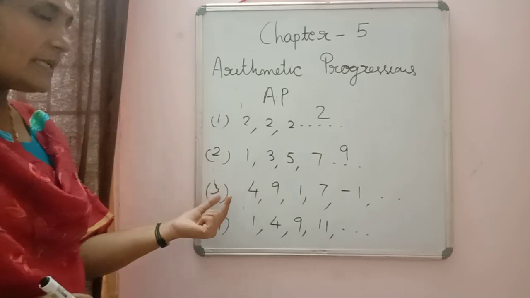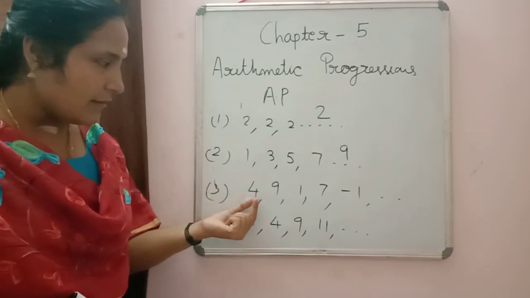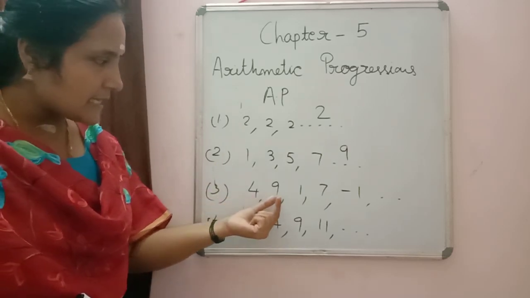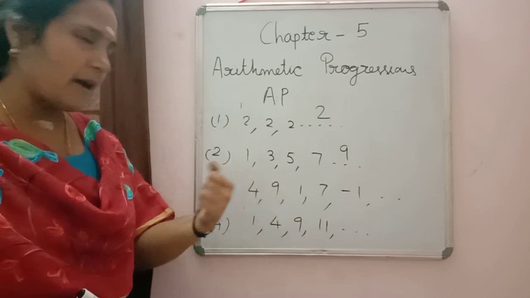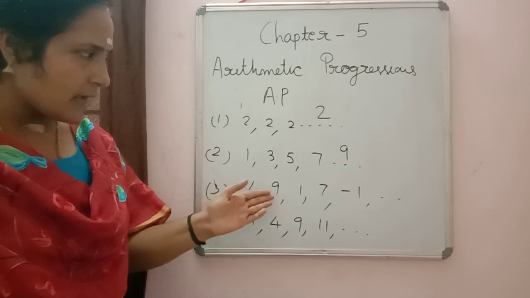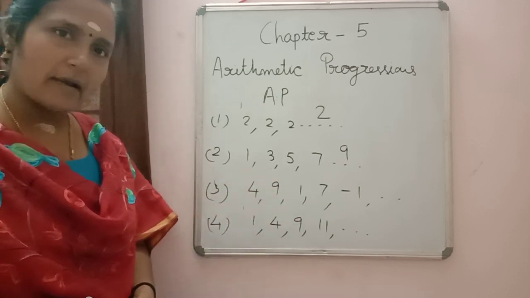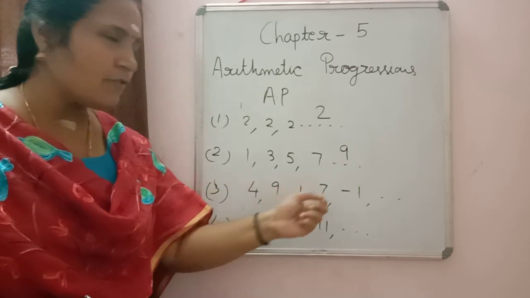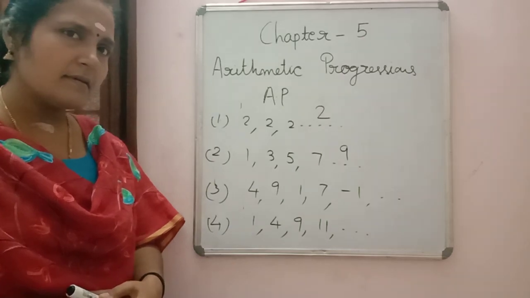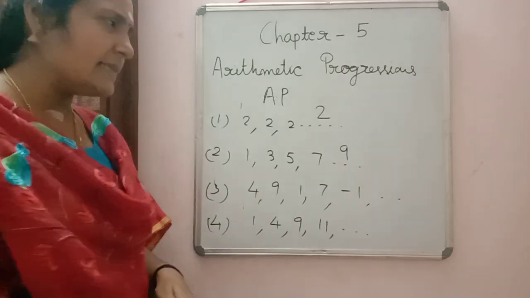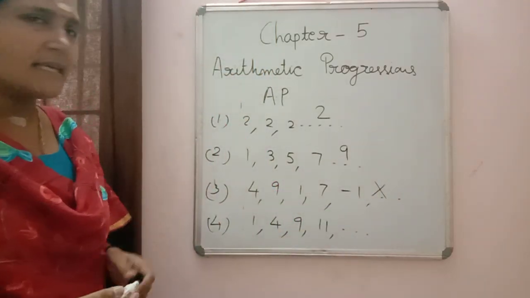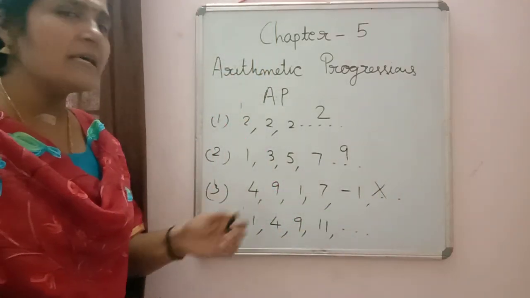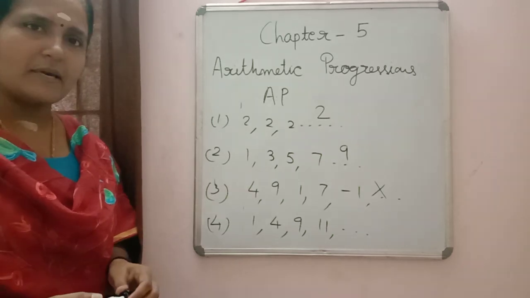Now if we move to the third example, we have the first number as 4, the second as 9. 4 plus 5 gives us 9 there. But 9 plus 5 will not be equal to the next number. So can you identify what will be the next number? It is slightly difficult in this case. We are not able to identify the next number by seeing the pattern. There is no particular rule in this sequence.